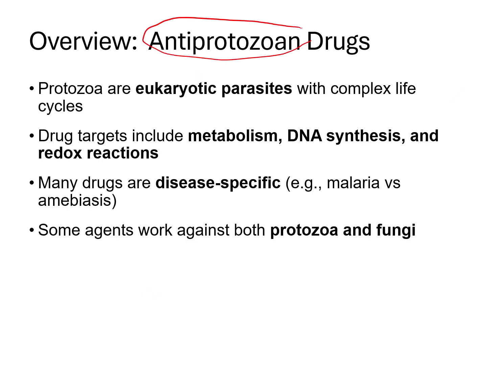Next, we have our antiprotozoan drugs. Protozoa are single-celled eukaryotes with complex life cycles, and their drug targets include metabolism, DNA synthesis, and redox reactions. Remember redox? These refer to oxidation reduction processes. But because protozoan diseases vary so much, a lot of these drugs tend to be pathogen specific. We have drugs that specifically target malaria or giardia or amoebas, for instance. And some of these agents work against both protozoa and fungi due to overlap in their metabolism or structures.